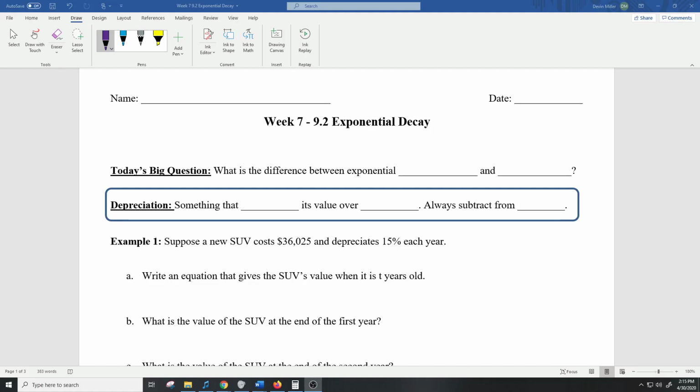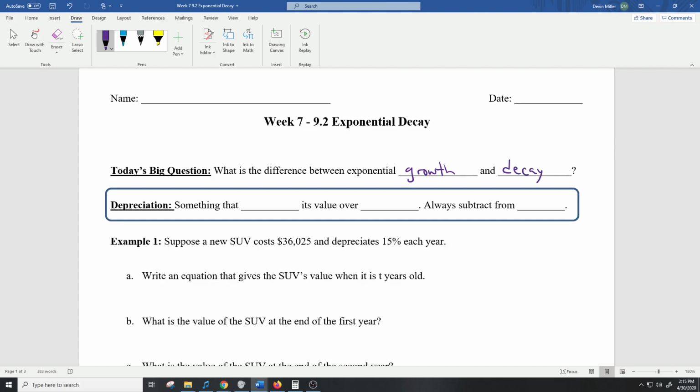Welcome to week 7. We're going to start 9.2. This one is called Exponential Decay. Last week we talked about exponential functions, and then we specifically talked about exponential growth. Now we're going to look at the difference between exponential growth, which was last week, and decay, which we're doing today.